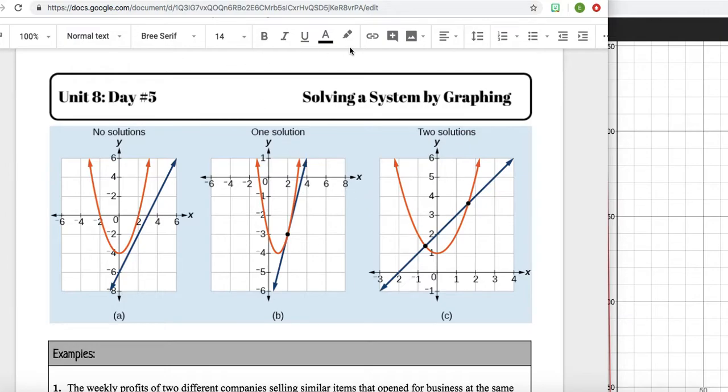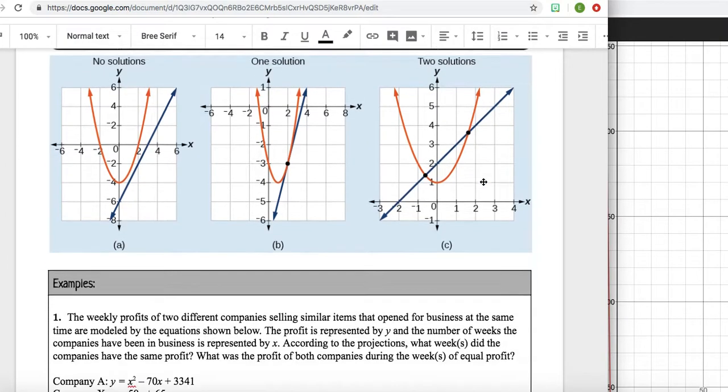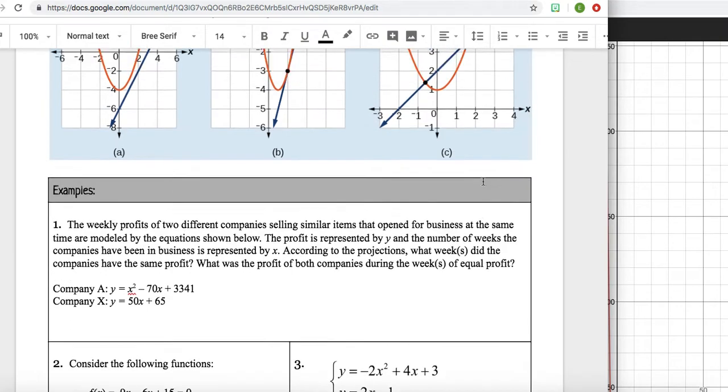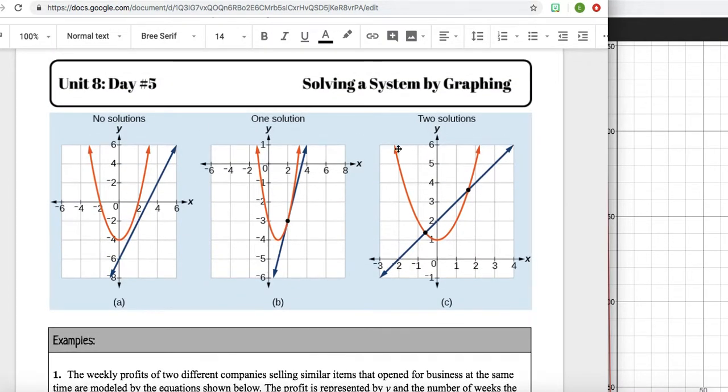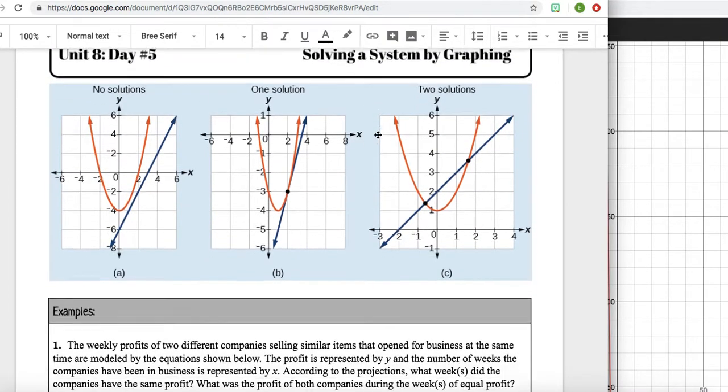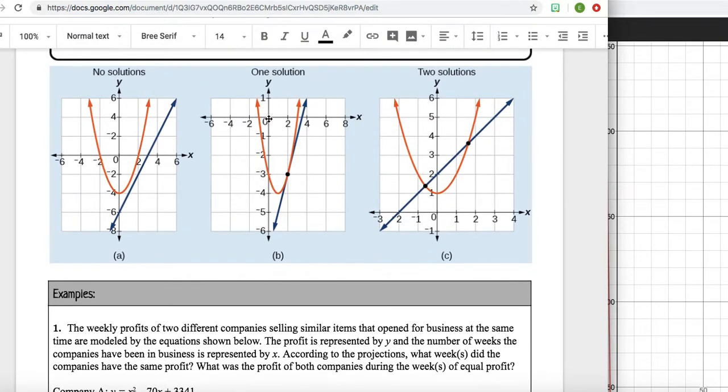This is page 18 in your packet that I am going to show you how to start your practice for today. So we're talking about solving a system by graphing. There are three examples at the top of page 18. They are of a quadratic graph and a linear graph, and there are three possible outcomes.